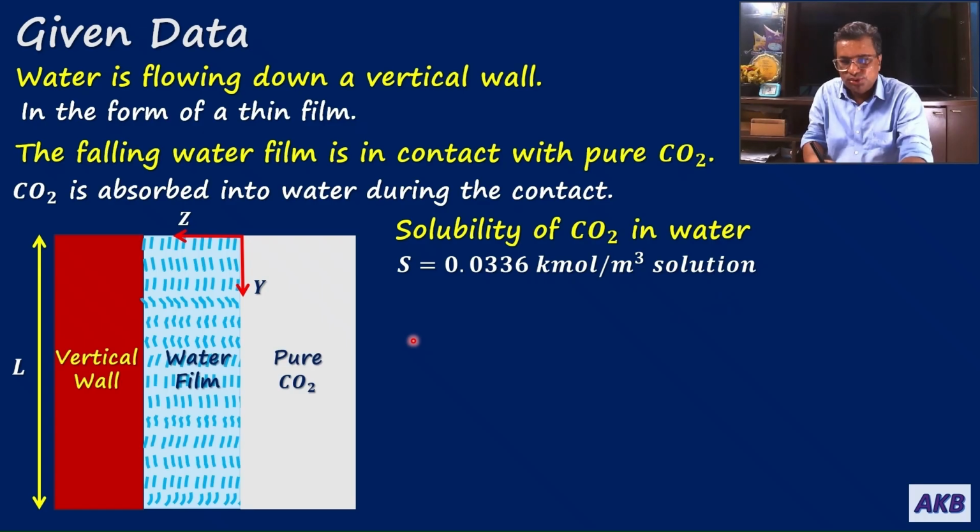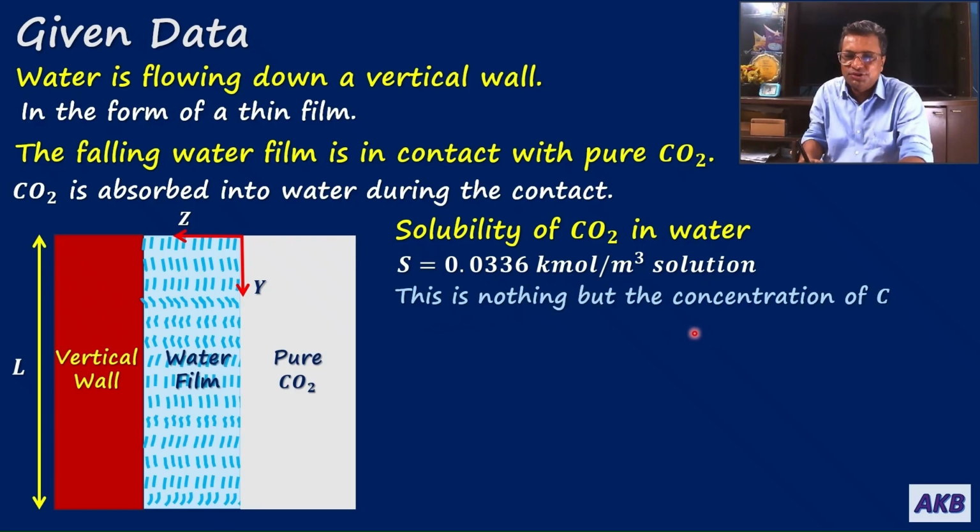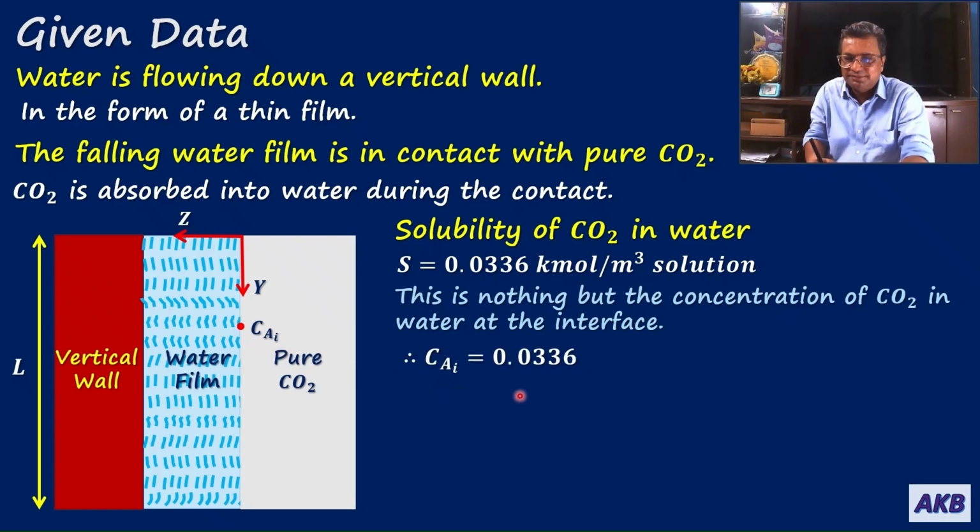And you should know this. Solubility is nothing but the concentration of CO2 in water at the surface. So solubility in this case is nothing but the concentration of CO2 in water at the interface. So that is the concentration at this point, which is on the interface. We denote that concentration by CAI. So CAI is indirectly given to us. It is 0.0336 kilomole per meter cube.